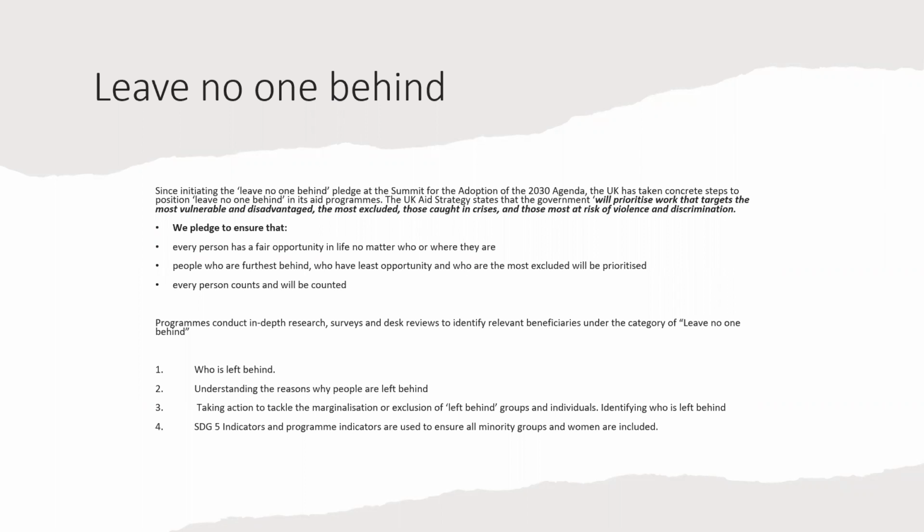We mean that every person has a fair opportunity in life, no matter where they are or who they are. People who are the furthest behind and have least opportunity, and every person should count. So when you're thinking about your projects, you have to think about the whole economy, or if you're focusing on a certain region, you have to think about everybody that is included there. Are we looking at how many men and women are there? How many people with disabilities are there? How can they benefit from our projects? How can we ensure that we don't leave them behind?